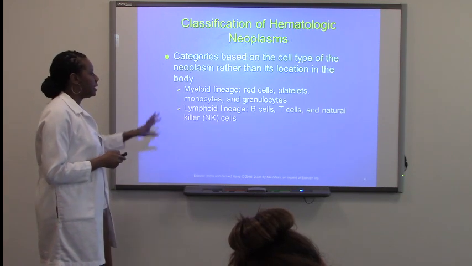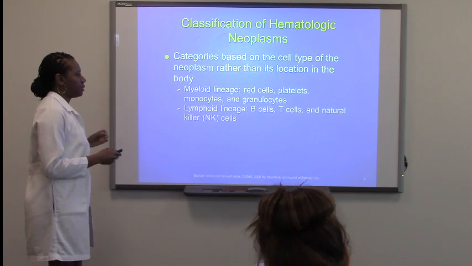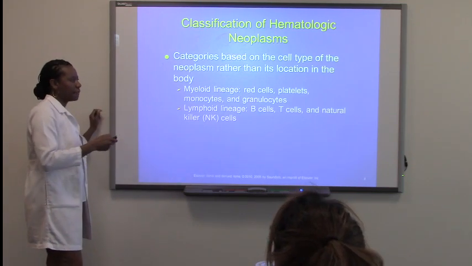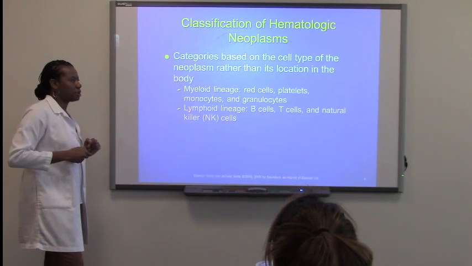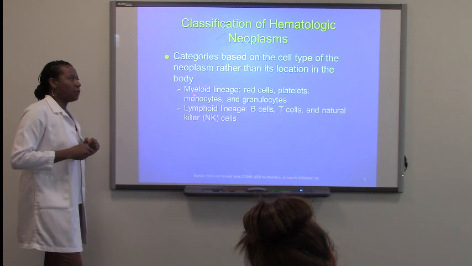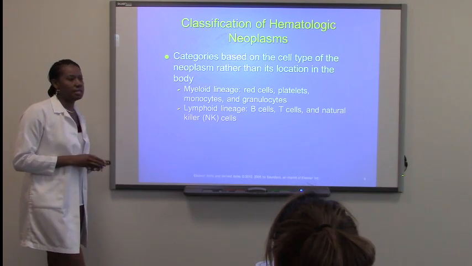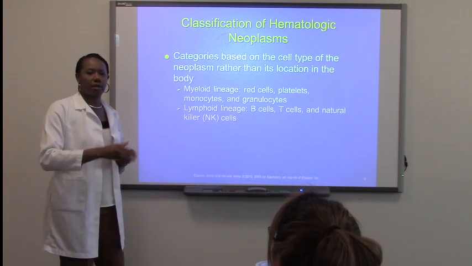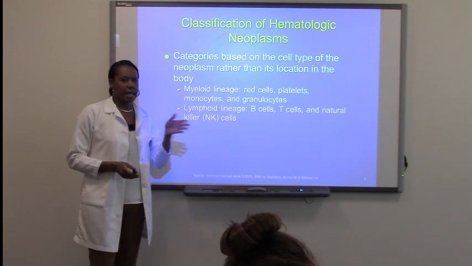They give you the categories here, and one thing I want to point out, and I'm going to show you a chart in a second, is that we have something called the myeloid lineage and something called the lymphoid lineage. The reason I want you to memorize what lineage these cells come from is because I'm quite sure you have heard of CML, CLL, ALL.